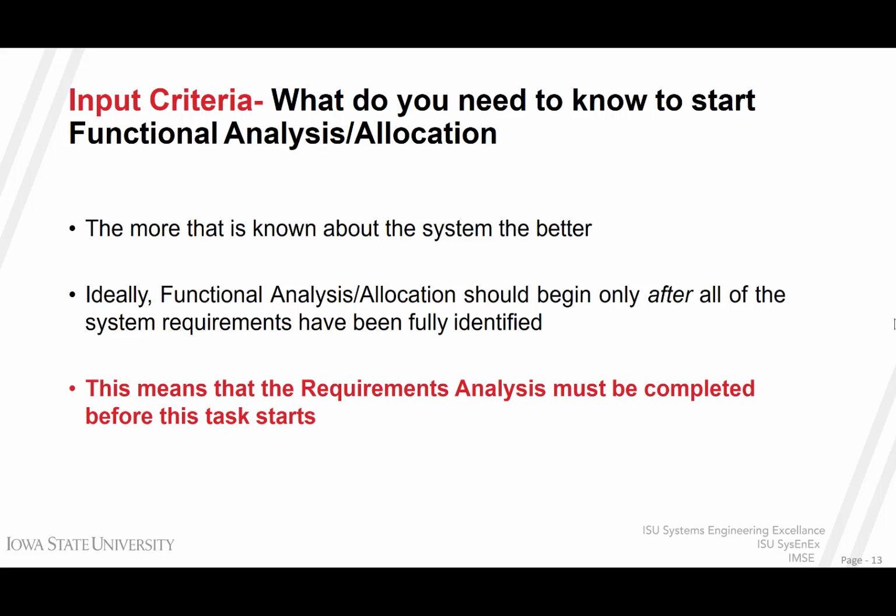Ideally, functional analysis and allocation should begin only after all the system requirements have been fully identified. Often, of course, this will not be possible, and the task will have to be done iteratively, with the functional architecture being further defined as the system requirements evolve. This means that the requirements analysis must be completed before this task starts. The functional analysis and allocation task should help to reveal any missing requirements and help to refine or clarify others.